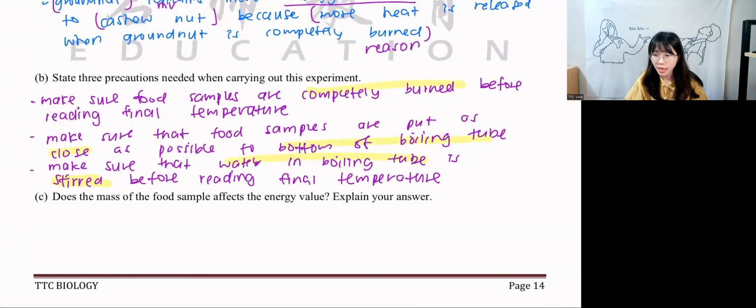Can we say parallax error for thermometer reading? Cannot. That is not a precaution for this particular experiment. You have to write for this particular experiment. It's the final temperature, because we have to use final minus initial, not the highest minus lowest.